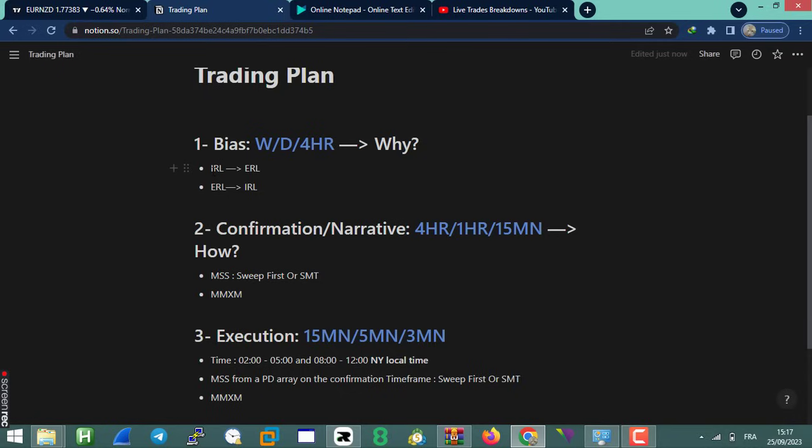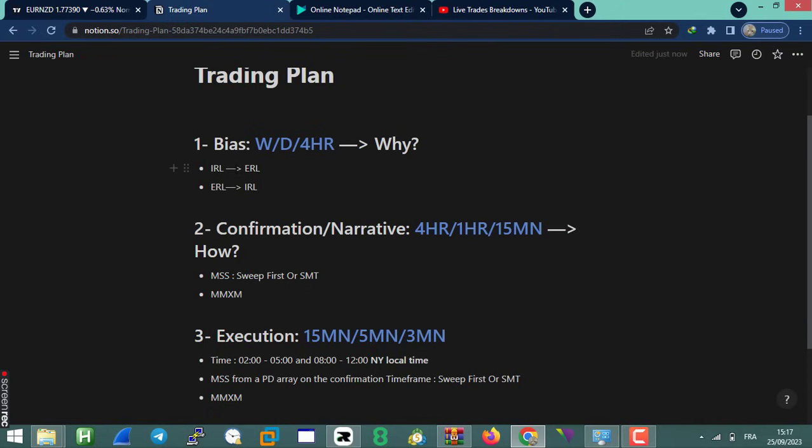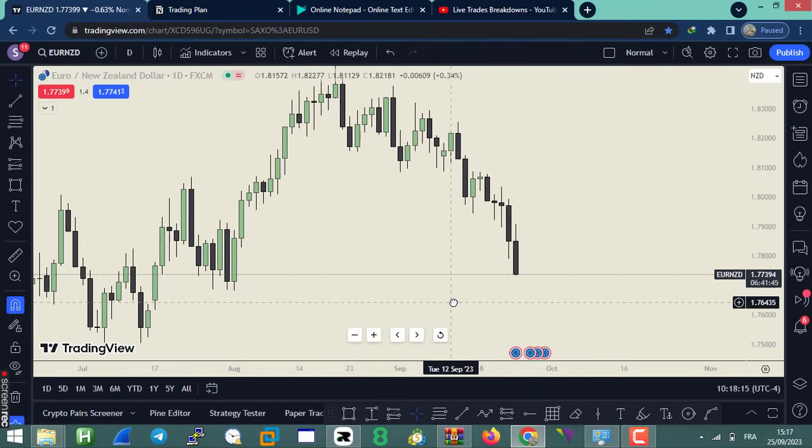So I need to see a move from external range liquidity to internal, or from external to internal, meaning from fair value gap to swing low or swing high, or from swing high to fair value gap. In our case, we're going to use from fair value gap to external. So we are on the daily chart on the euro against the New Zealand dollar.